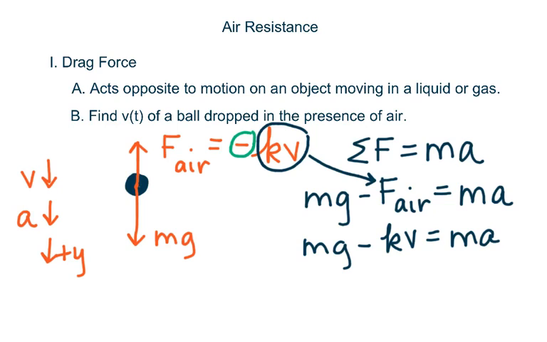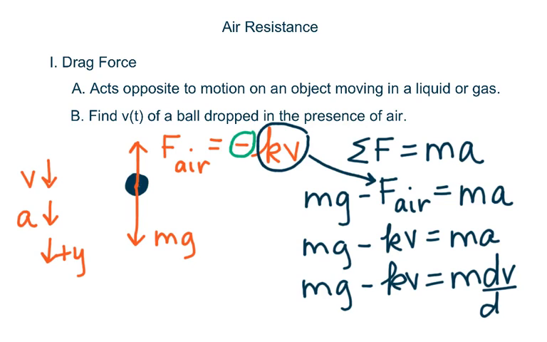Now the next thing we need to realize is that if we want to find velocity as a function of time, we need to rewrite the equation as a differential equation. And to do that, what I'm going to do is rewrite my acceleration variable as dv over dt.